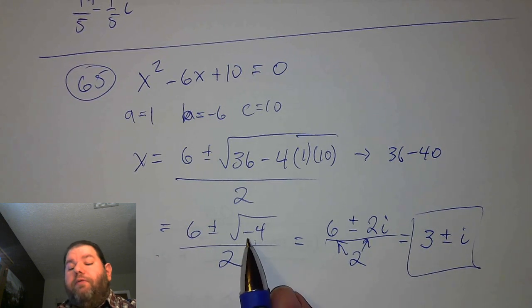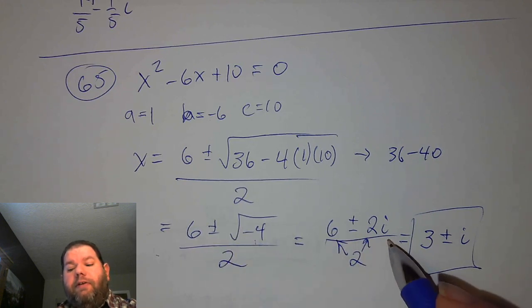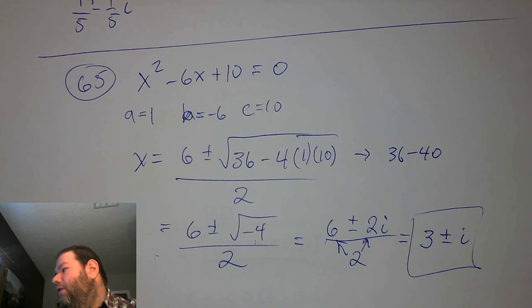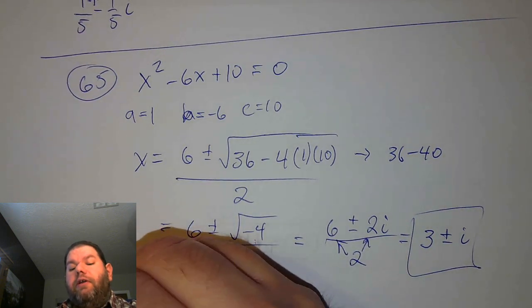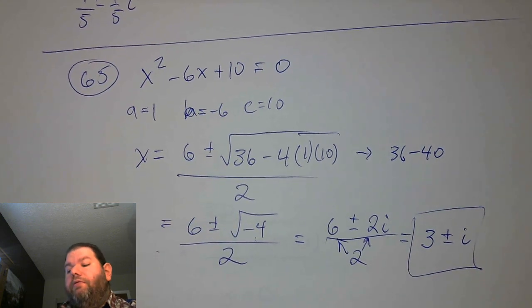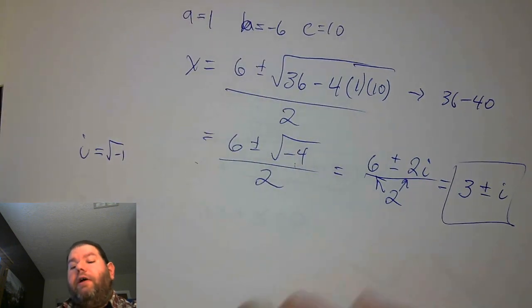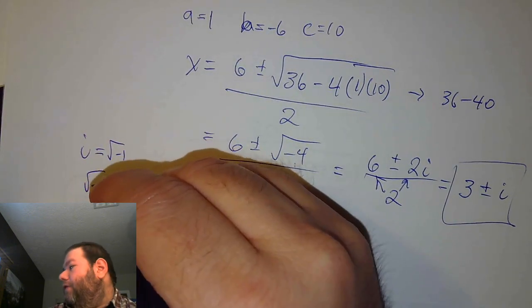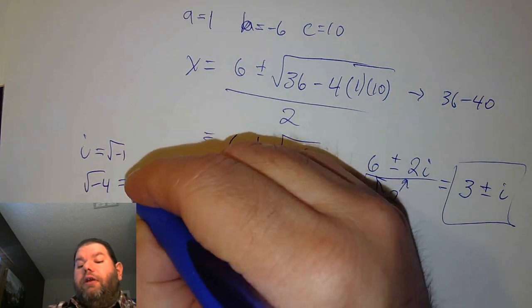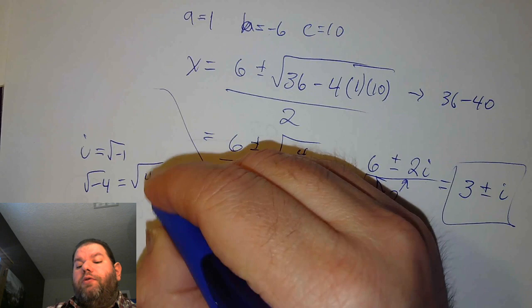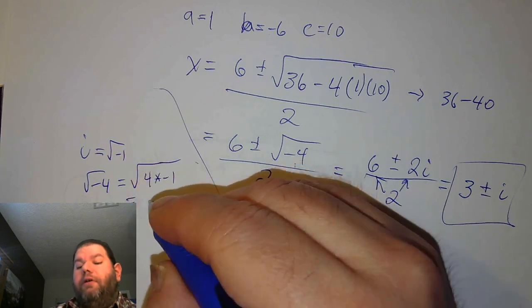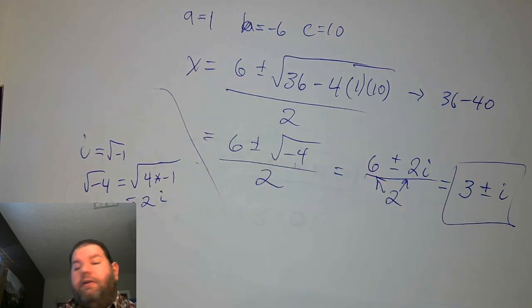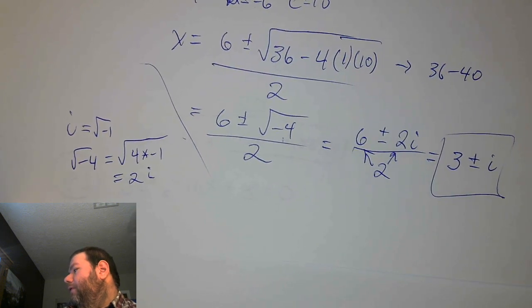Oh, yeah, yes. Whenever we have a negative number under the square root, it makes it imaginary, so we put the I there. So square root of negative 4, we define I as square root of negative 1. So I is defined as square root of negative 1. So if we wanted square root of negative 4, we think of that as 4 times negative 1. And we take the square root separately. Square root of 4 is 2, and square root of negative 1 is I. Alright?